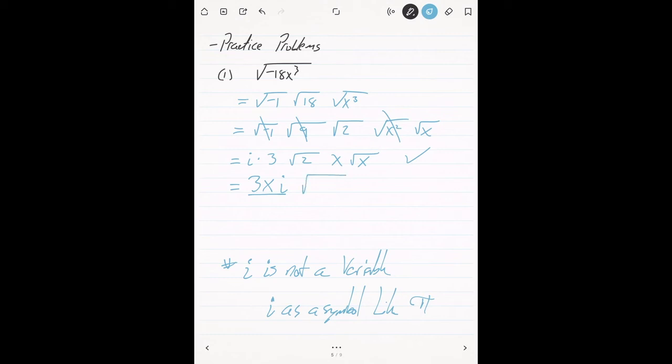Then we can write the things underneath the radical. So we have things on the outside of the radical, followed by things on the inside of the radical. And here is going to be our final answer. 3xi times the square root of 2x.